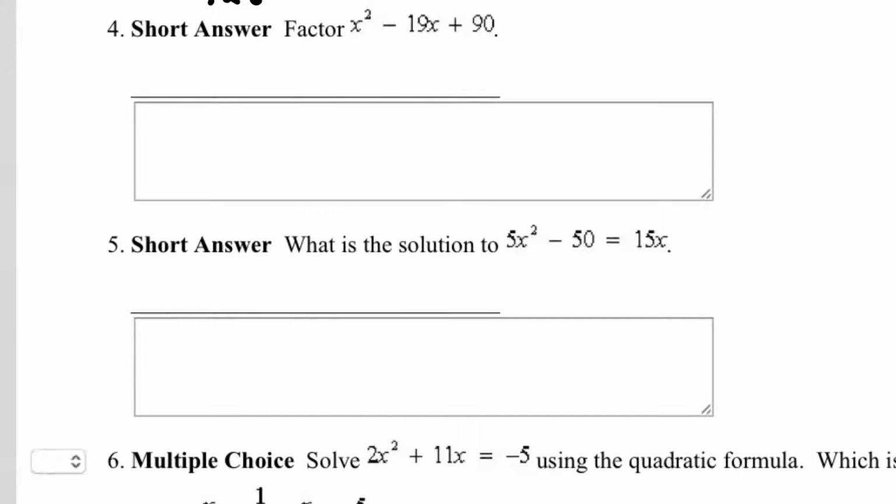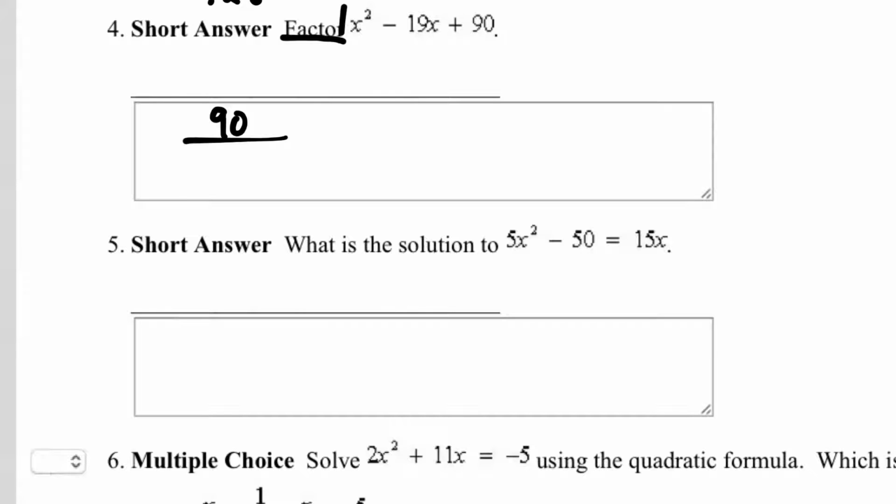Alright, now number 4 says factor. Make sure you understand the difference between factor and solve. Solve means you got to come up with x equals what? X equals something, right? Factor means just break it up. Break it down into its factors, okay? So I'm going to factor these by multiplying a times c. 1 times 90 is 90. And find the factors of 90 that when I combine them, they make negative 19.